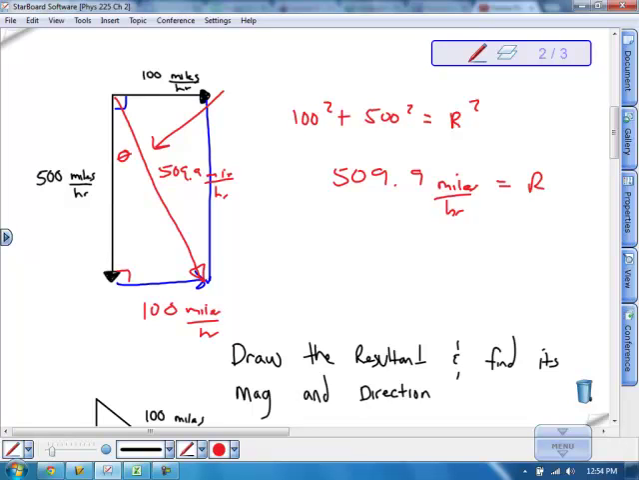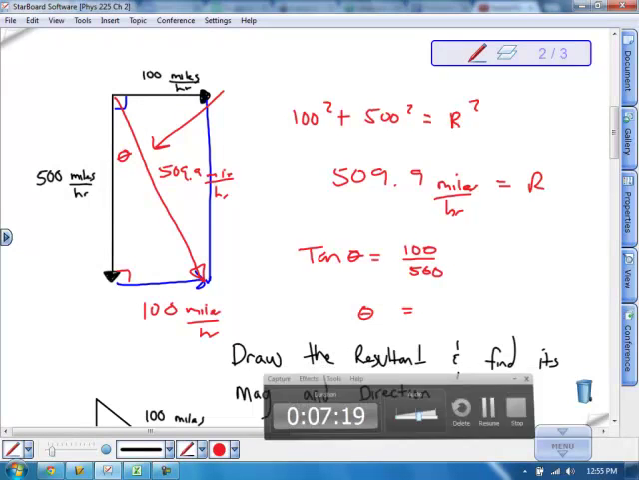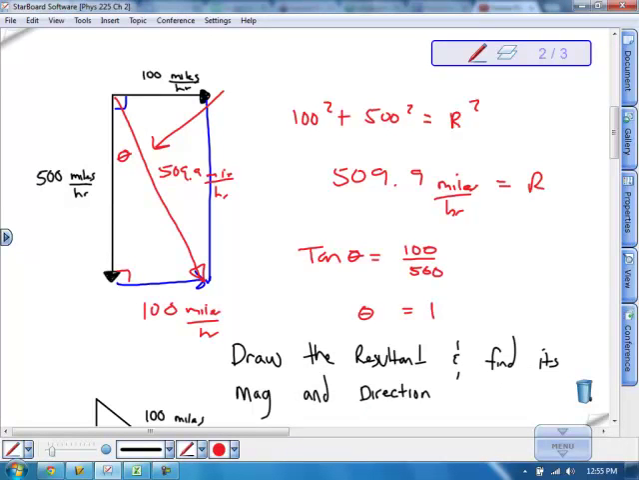And we can find that direction by doing inverse tangent. So if we did the tangent of this angle theta equals opposite over hypotenuse, that'd be 100 over 500. We could get the new angle that it's going relative to the old angle, which in this case, if you do inverse tangent, you get, and I'm going to do this in degrees, not radians, approximately 11.3 degrees. So we changed directions by 11.3 degrees, and we gained about 10 miles per hour.